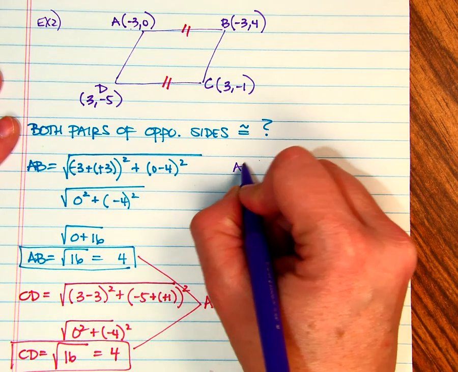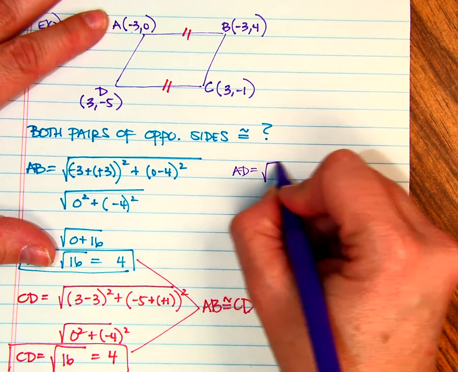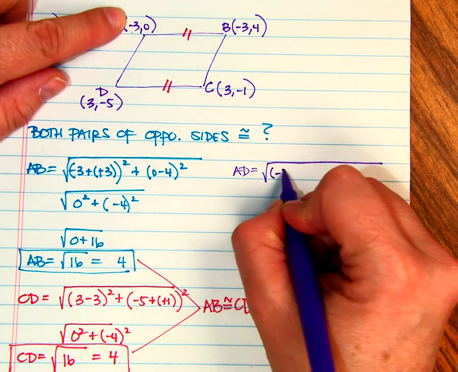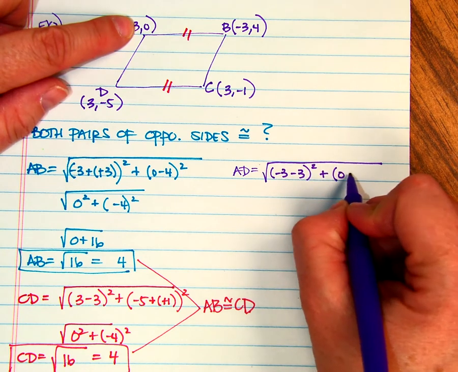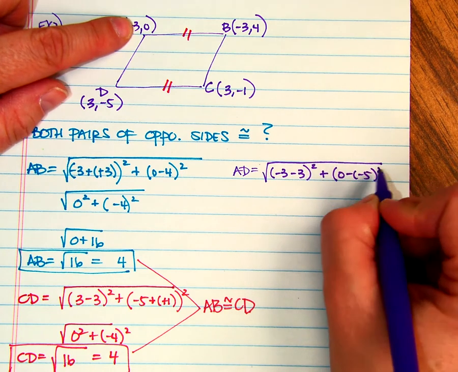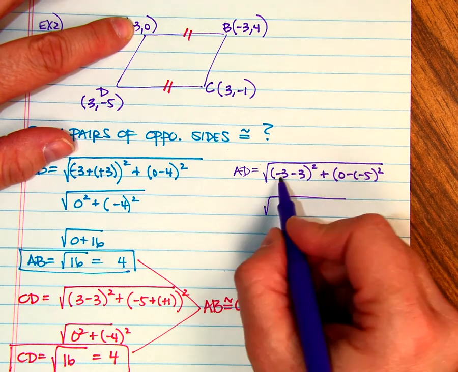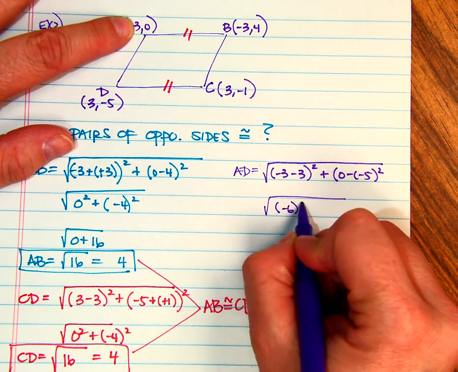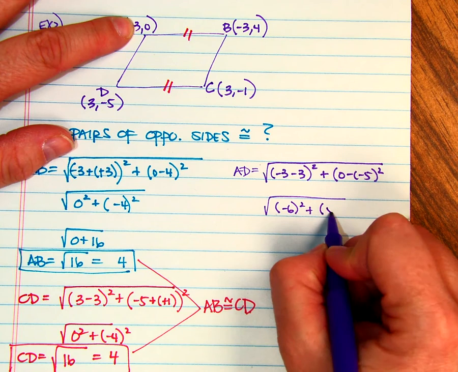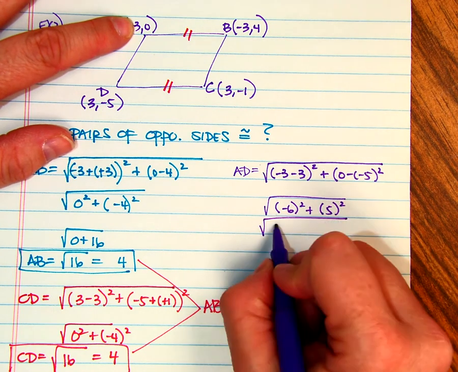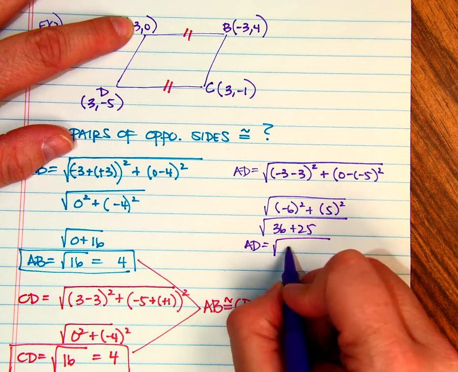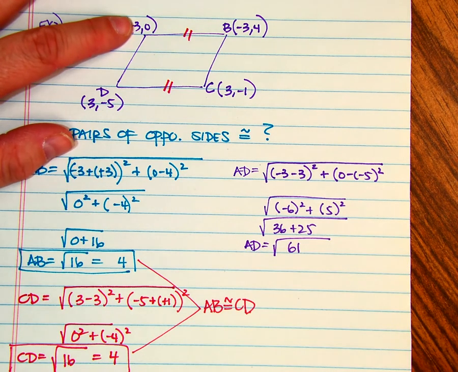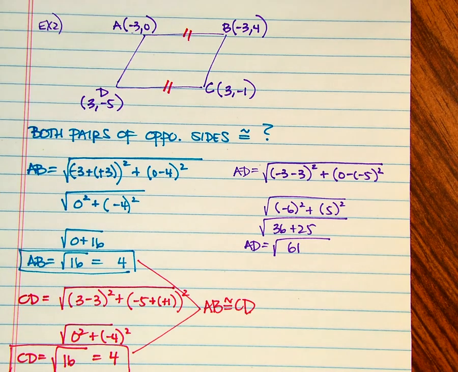So if I look at AD, I have the square root of -3 minus 3, squared, plus 0 minus -5, squared. -3 minus 3 gives me a -6 squared. Minus a negative is plus a positive. So I get 36 plus 25. So AD equals the square root of 61. I'm not concerned with the decimal value, so I'm going to go ahead and just leave it like that. But I have one more segment that I have to check out.